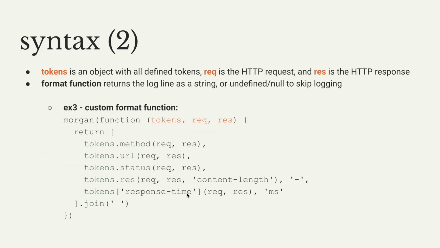And lastly, we have the custom format function. So here, tokens refers to an object with all defined tokens. Request is the HTTP request, and response is the response. The format function returns the log line as a string, or undefined or null to skip logging. And this skip logging is actually part of the options, which I'll go over in a little bit. But here we could see how this is a different way to keep track of the specific tokens we want.